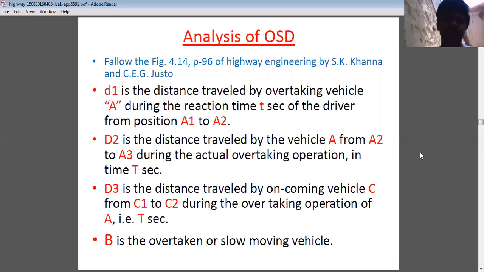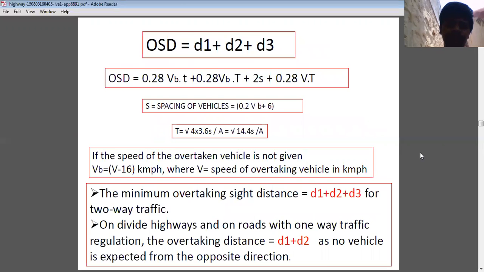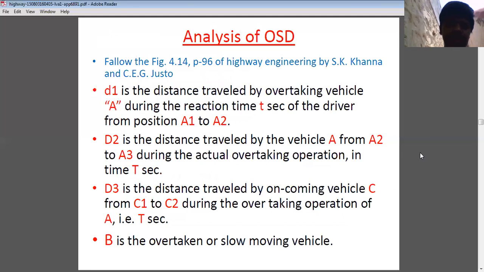Follow page number 96 of the S.K. Khanna and Justo book. In figure 4.1, D1 is the distance traveled by the overtaking vehicle during the reaction time t second of the driver, from position A1 to A2. D2 is the distance traveled by vehicle A from A2 to A3 in the actual overtaking operation in time T second. D3 is the distance traveled by an oncoming vehicle C from C1 to C2 during the overtaking operation of A, that is T second.